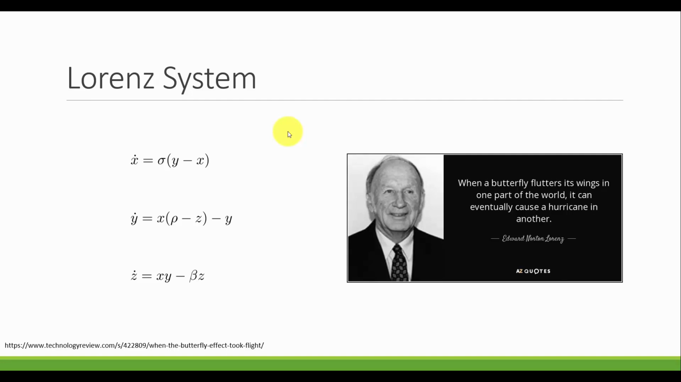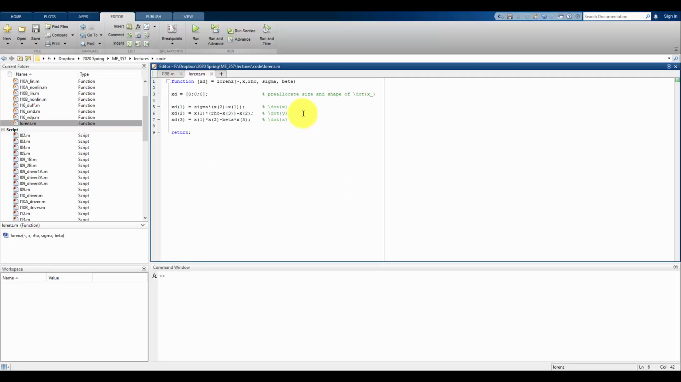Now I can move on to my second line, my y dot line. So it's x times quantity rho minus z, minus y. So I'm now going to map that into my M file, and that's being done on line 6. I'm individually saying the second element, x2 dot, is what the left-hand side is really saying, is x1 times quantity rho minus x3, which is z, minus x2, which is y in that original equation.